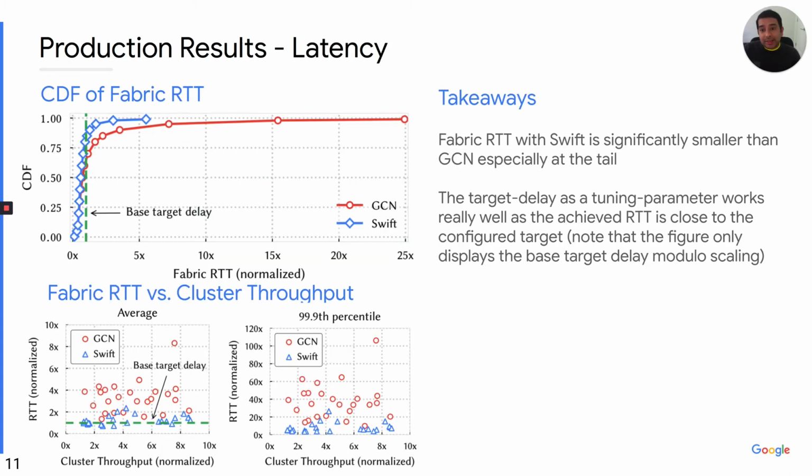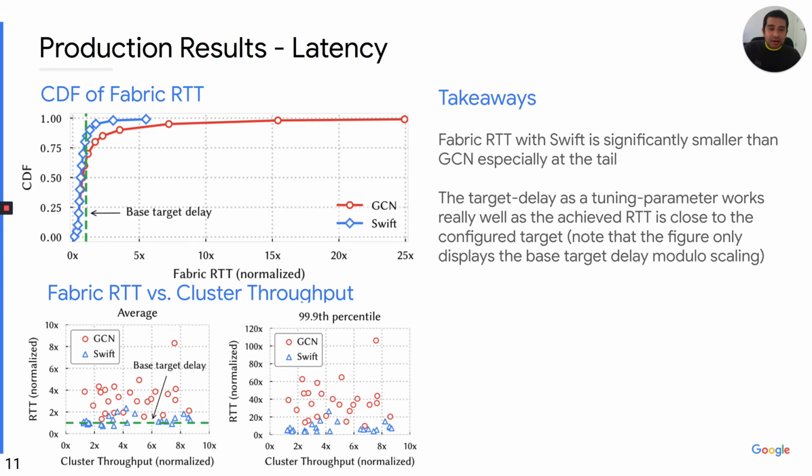Let's talk about latency. So in this plot, we are showing the CDF of the Fabric RTT, both for GCN and for Swift. And the green vertical line here is the value of the base target delay. Note that this is just the base value of the target delay, that is the static part, and does not include the dynamic parts which depend on the topology and flow-based scaling that we perform on the target.